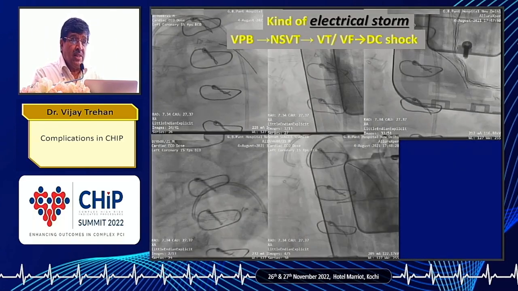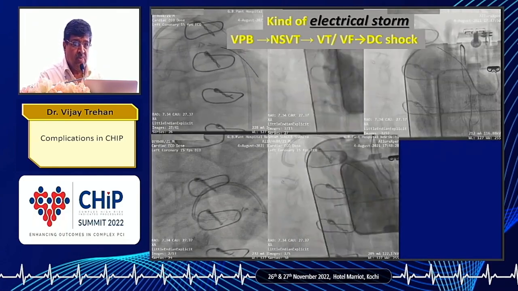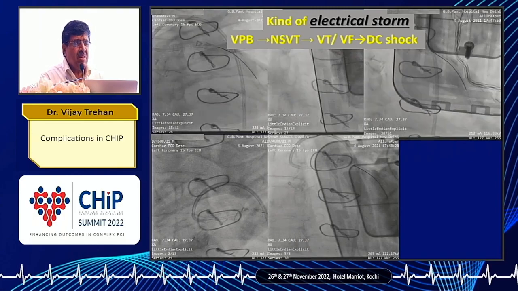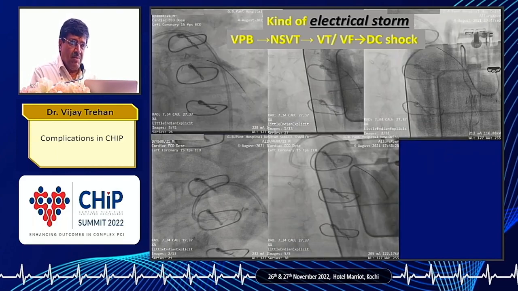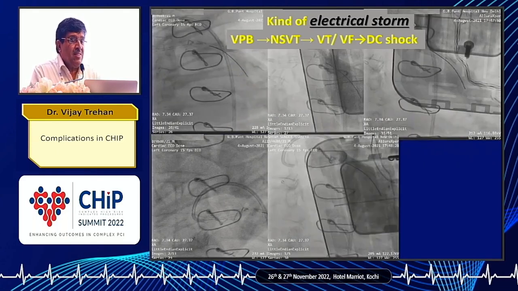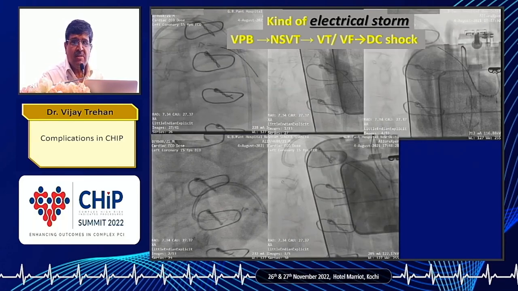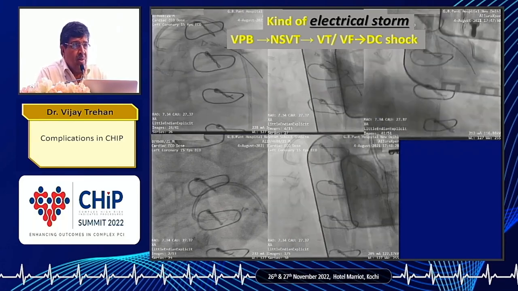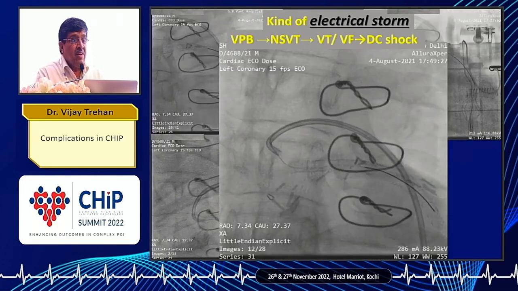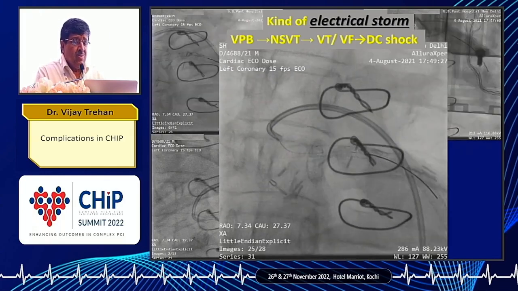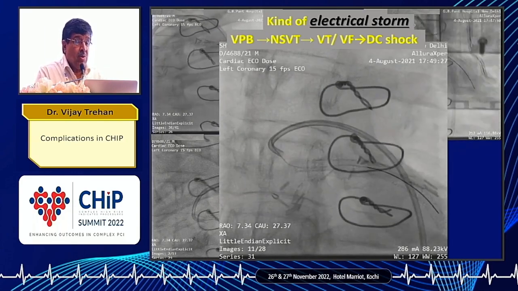Now it is only seconds or maybe a minute or so that I get into an electrical storm. And this electrical storm is like, you have a VT/VF, you shock it, for a while you will get sinus, then you will get VPBs, then NSVTs and VT/VF, DC shock again. And those cycles, I really cannot count them, maybe some 20, 30 of such episodes took place. And now I'm at my wit's end, I really do not know what is going wrong.